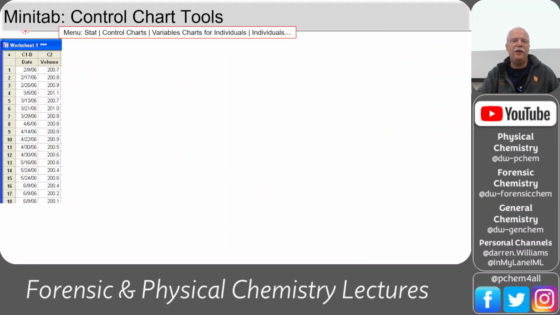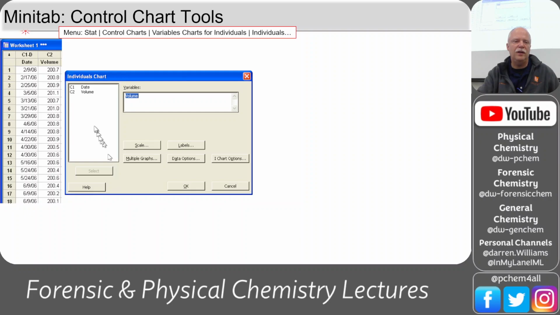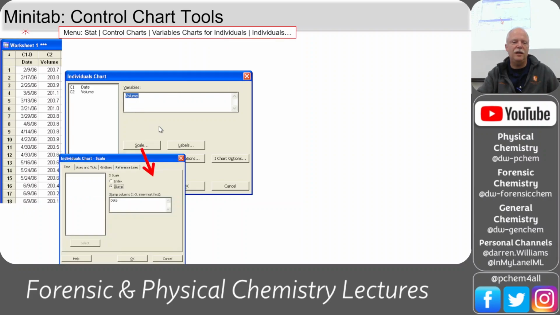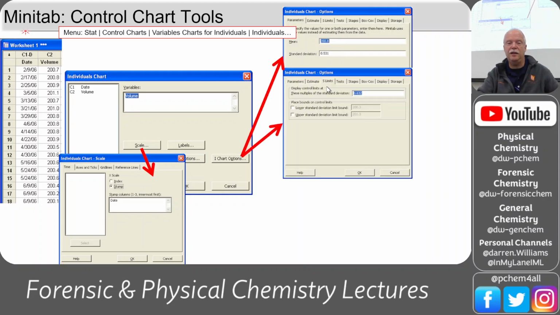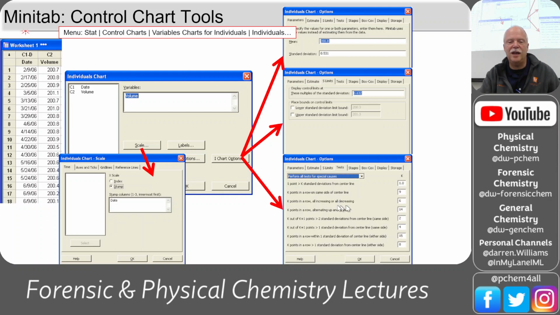So in Minitab, we could do these control charts. We go up to menu, Stat, Control Charts, Variables for Individuals, and Individual Charts. Here we pick this volume data, select a stamp, the date stamp, and we pick the mean and the standard deviation that we get from the historical data. And then we have our multiples of the standard deviation, and then we have all of these options. So these tests right here are from that ASTM standard. So it's built into Minitab.